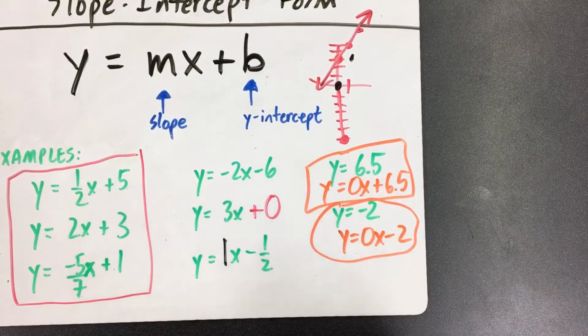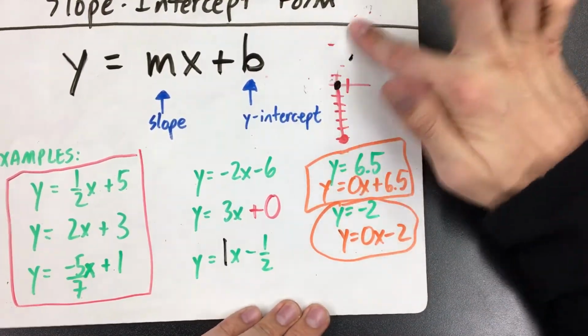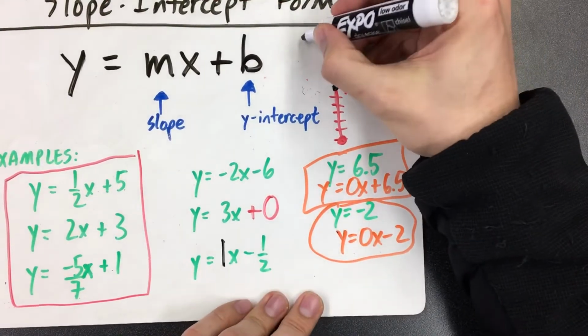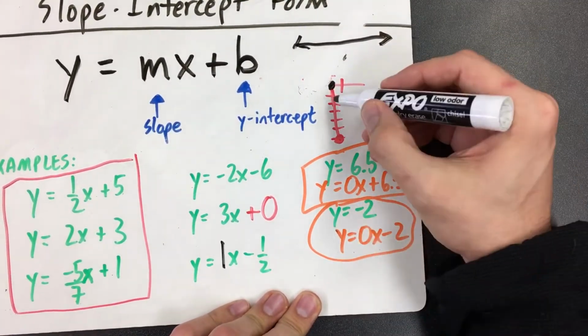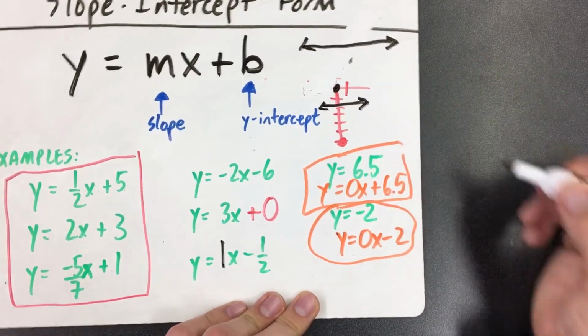Those, remember, are straight lines. Those lines are going to be completely horizontal. Y equals 6.5 would be way up here at 6. It would just be going straight across at 6.5. And then y equals -2 would be right here going through -2 straight across.